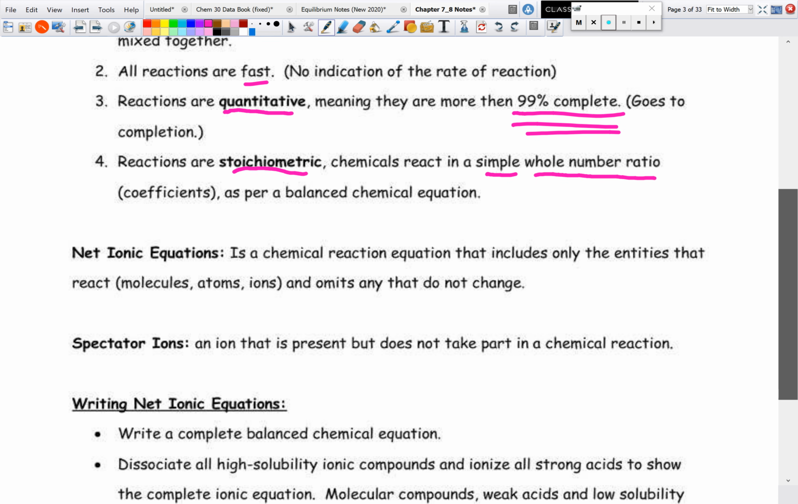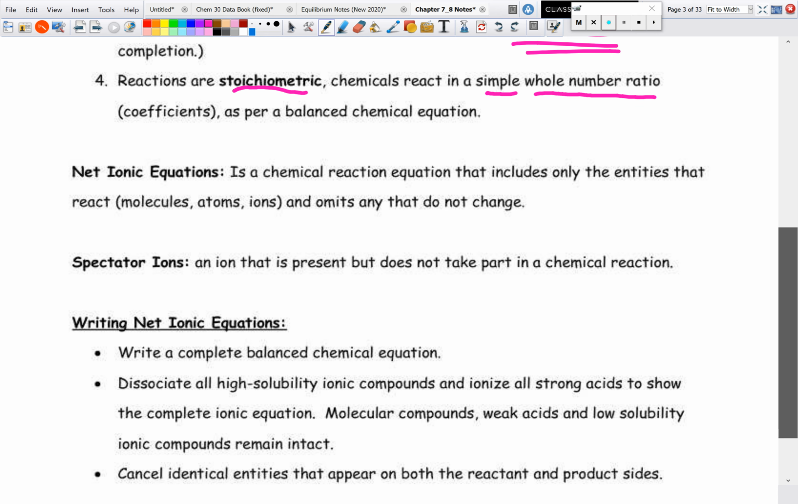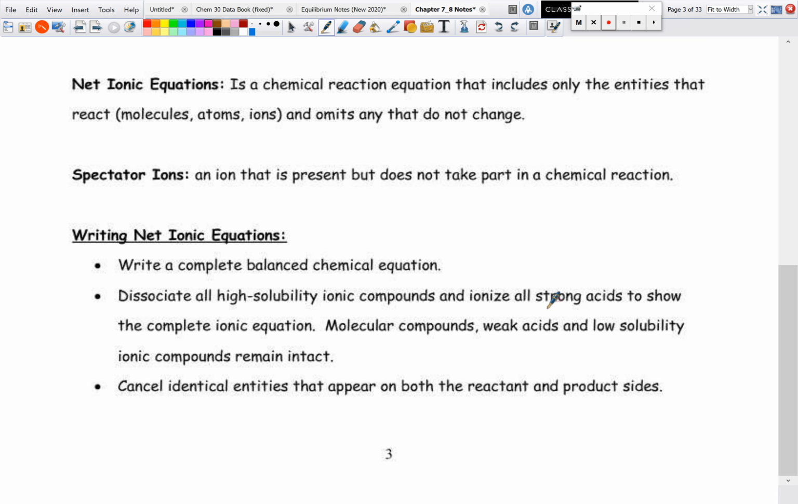Now, like I said, today we're going to focus on our net ionic equations. Now, this already showed up a little bit in last unit, but it was only for acid and base neutralization reactions, so we're going to extend this concept of net ionic equations into all different types of reactions, so single replacement, double replacement, combustion, every type of reaction we can assume.